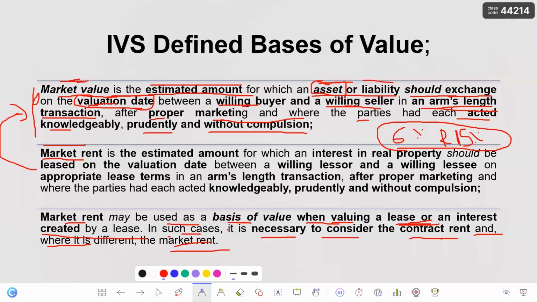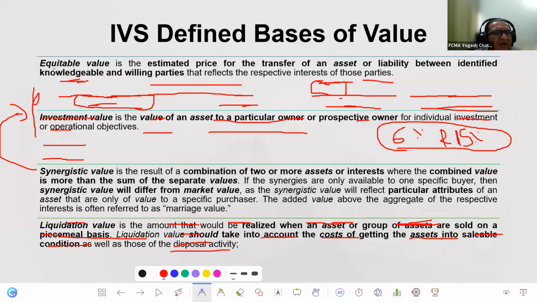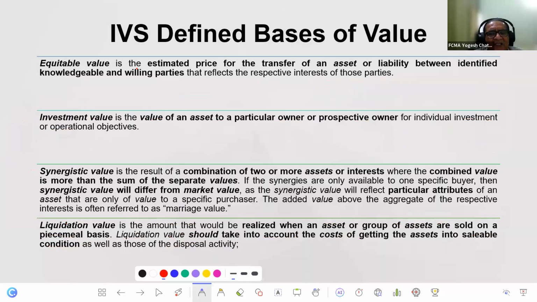So a market rent, and then we have the equitable value. That is nothing but the market value only. Here also we are talking about the estimated price for the transfer of an asset. Very important, it is specifically related to the transfer of the asset. For any other person, any other purpose, any other reason, we cannot determine the equitable value. So the price we are estimating is for the transfer of an asset or a liability.